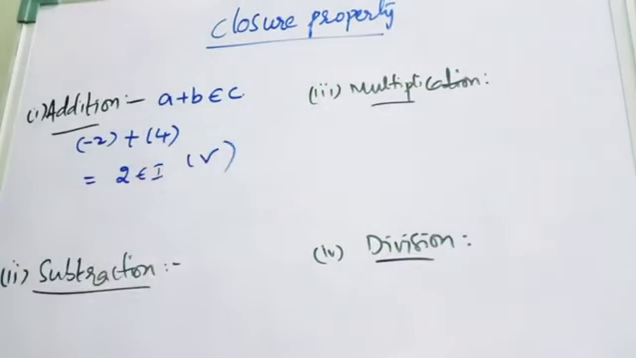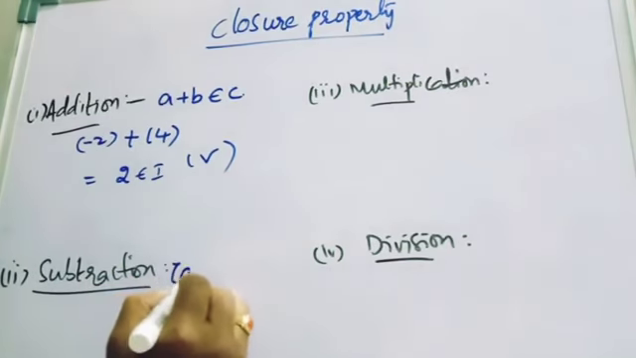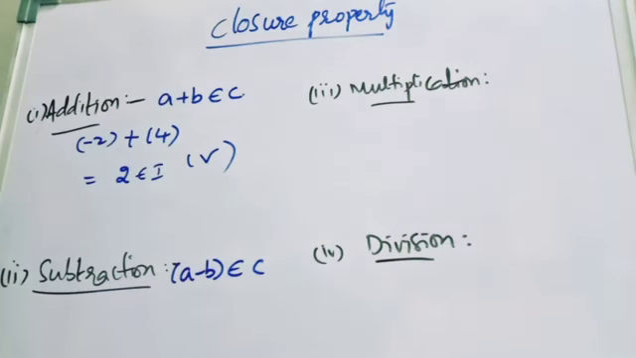Next we will go with subtraction. The closure property under subtraction states that the subtraction of two integers is always an integer. Let's go with an example. Here I'm taking -2 and subtracting another integer, minus minus 4, which becomes plus 4. So the answer is 2, which is also a positive integer. So we can say that integers are closed under subtraction.